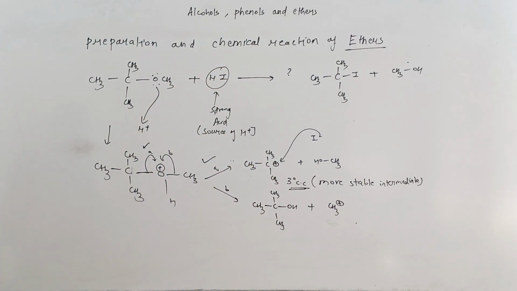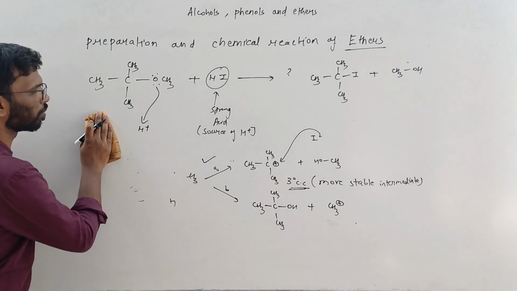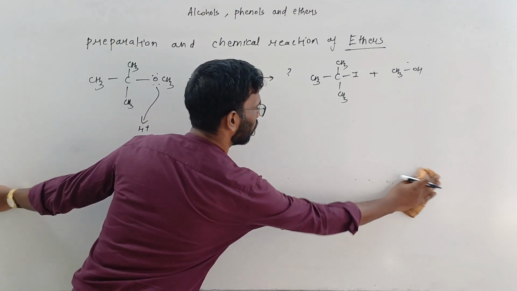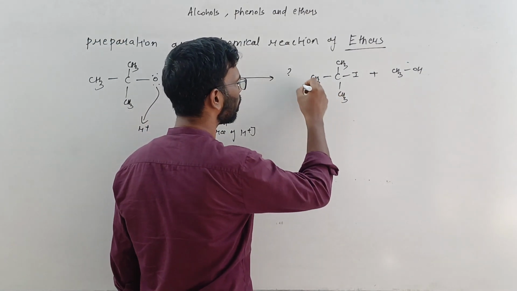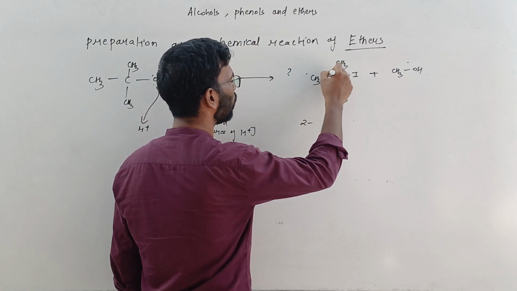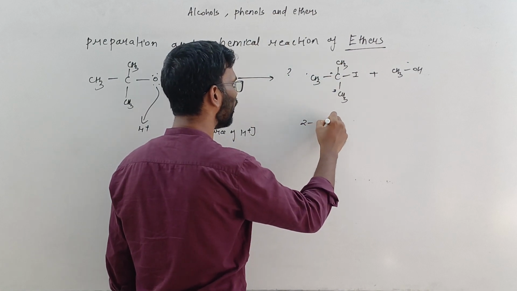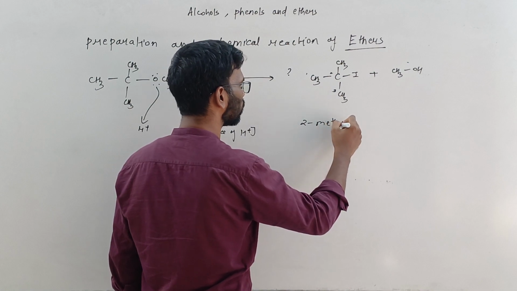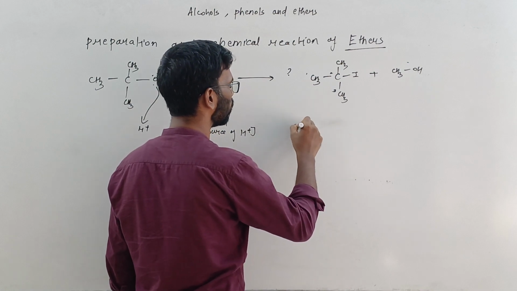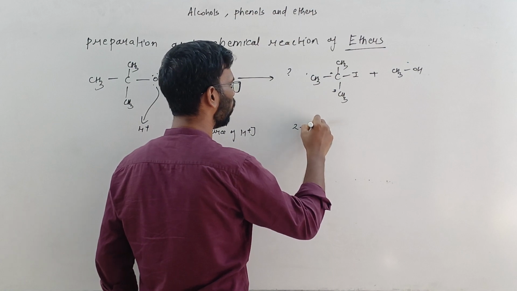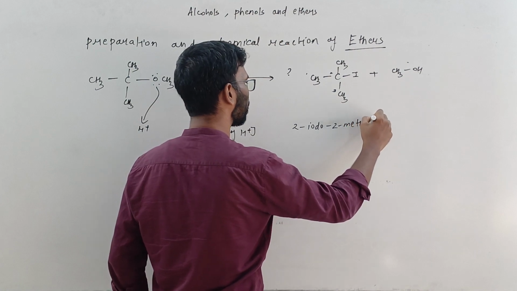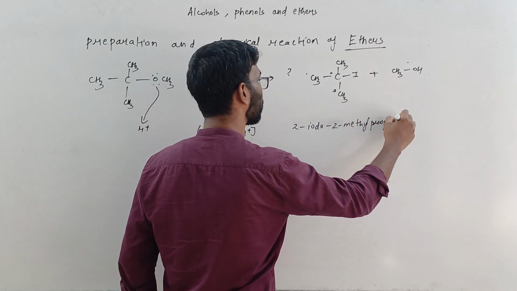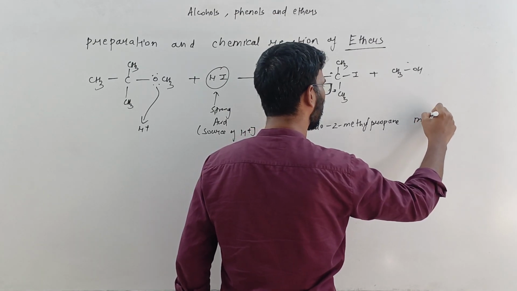Next question is anisole. So finally, what we can write is the name of this. What will be the name of this? 2-methyl-1-2-3 parent chain. So 2-methyl, sorry, iodo comes first: 2-iodo-2-methyl-propane, and this is methanol.